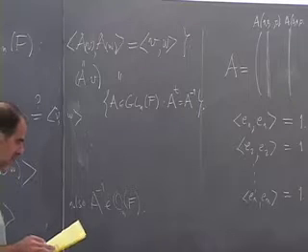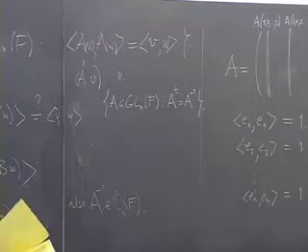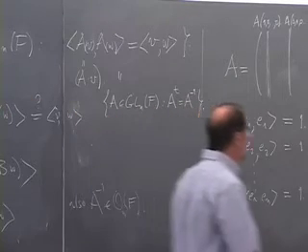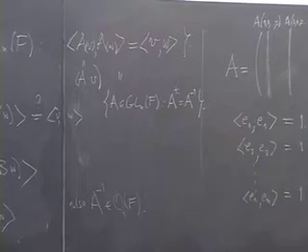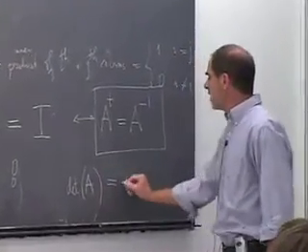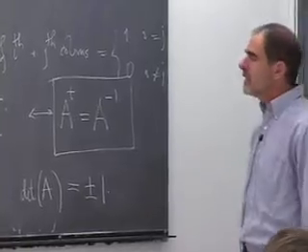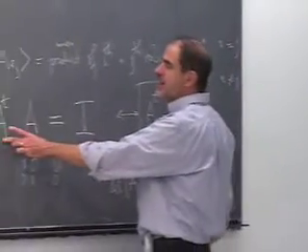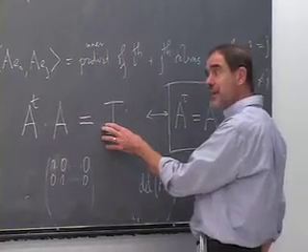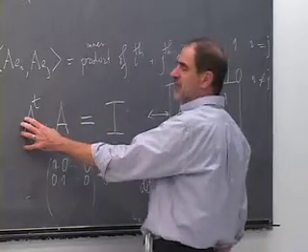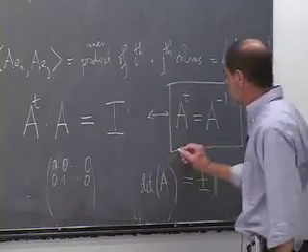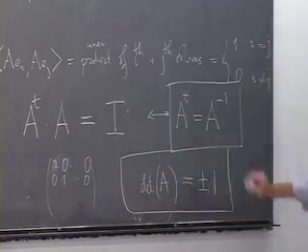Okay, now I'm going to show you a number of interesting things that happen with these matrices. For example, the first thing is that the determinant is not arbitrary. I claim that the determinant of A has to be plus or minus 1. Because if you take the determinant on this identity, you get the determinant of A transpose times the determinant of A is 1. The determinant of A transpose is the same as the determinant of A. So the determinant of A squared is 1. So the determinant of A has to be plus or minus 1.